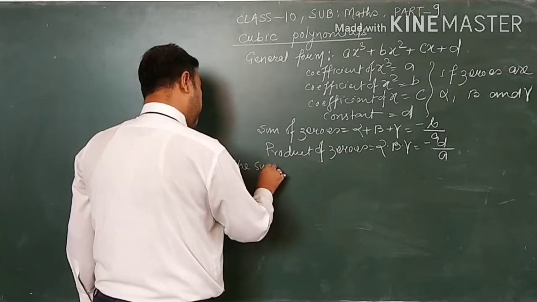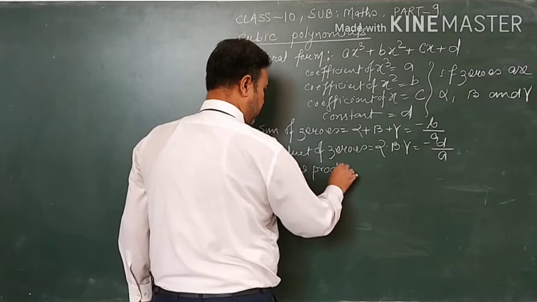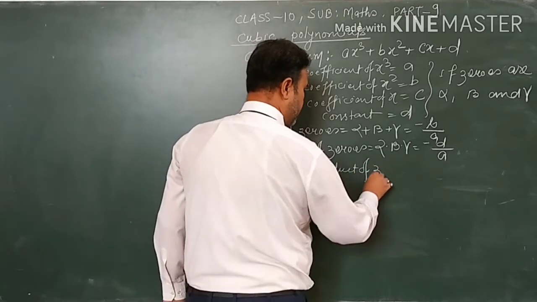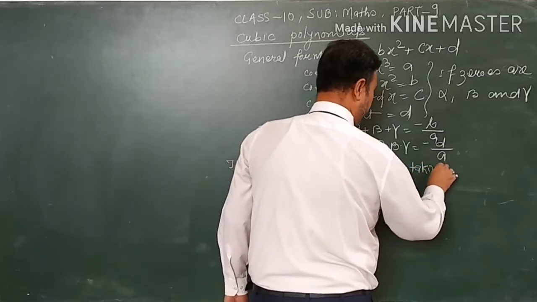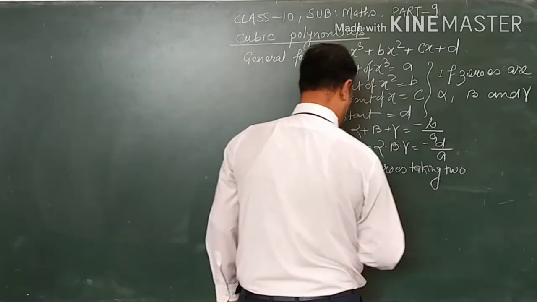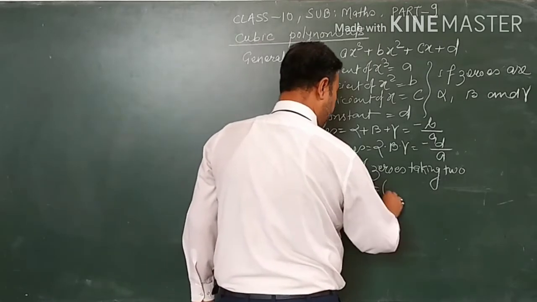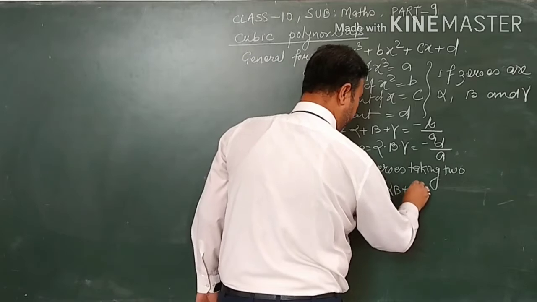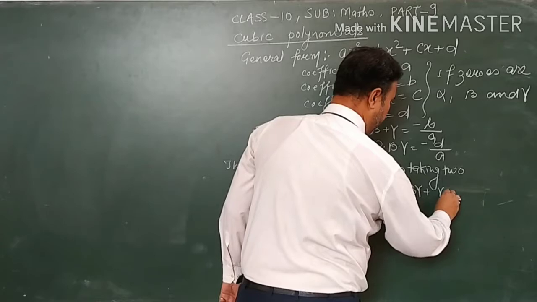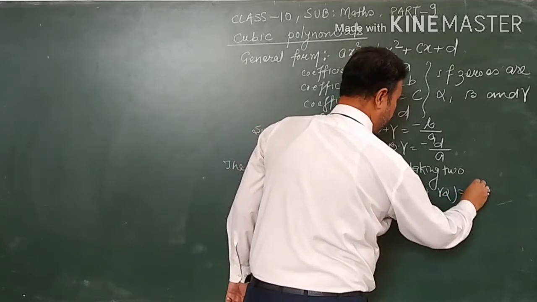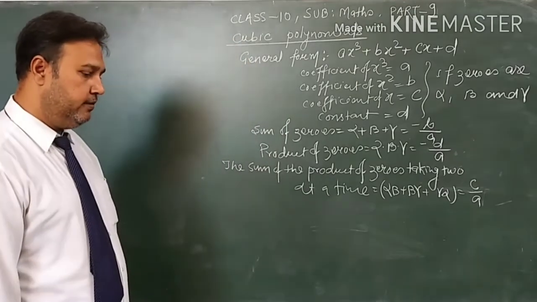The sum of the product of zeros taking 2 at a time, means alpha beta, beta gamma, gamma alpha, will be c upon a. c upon a. Right?